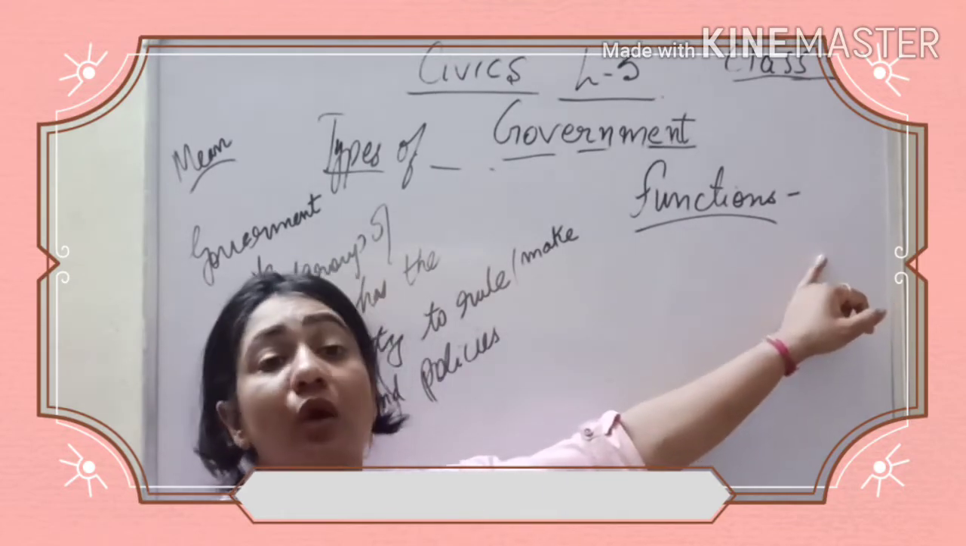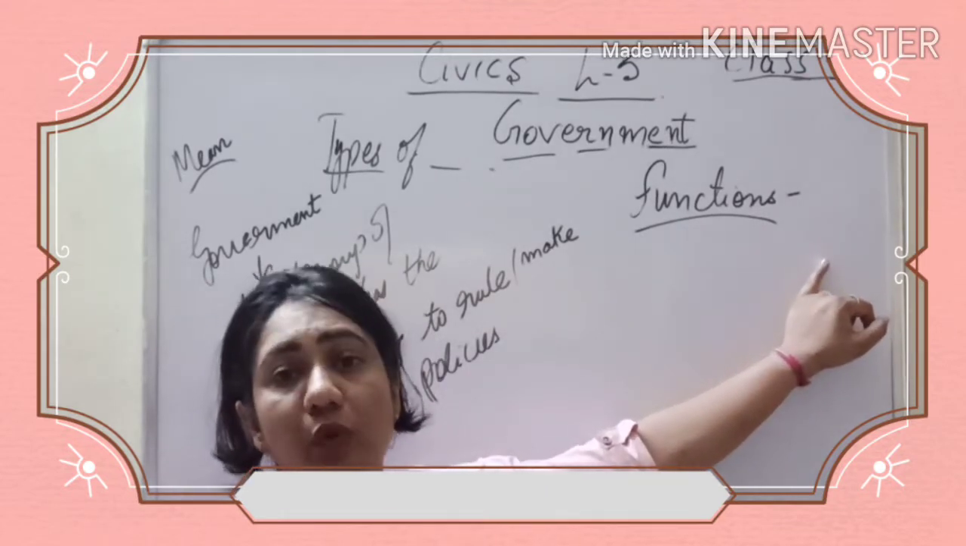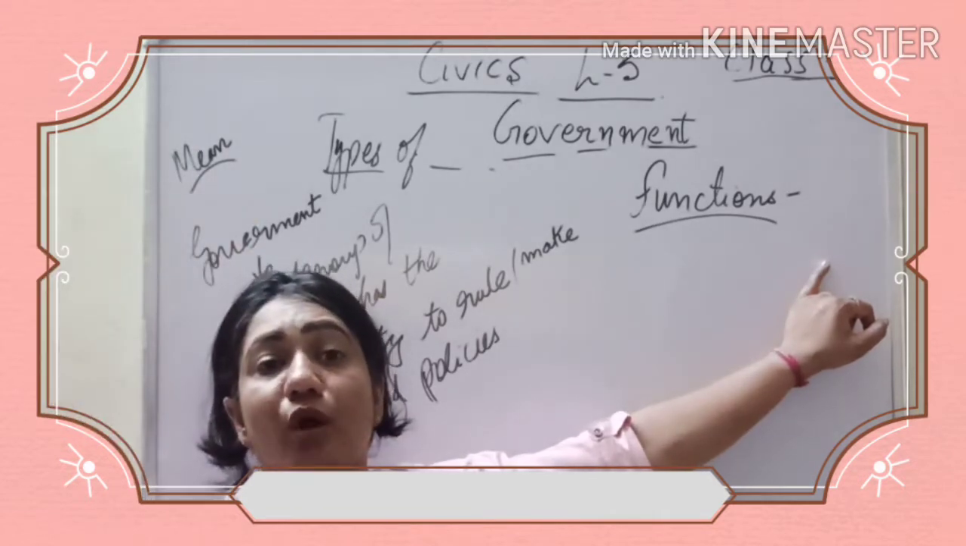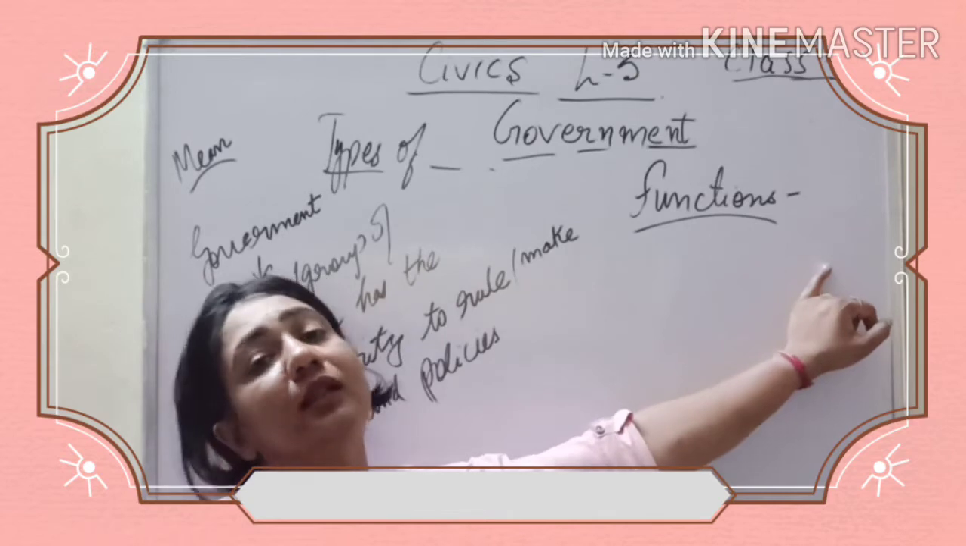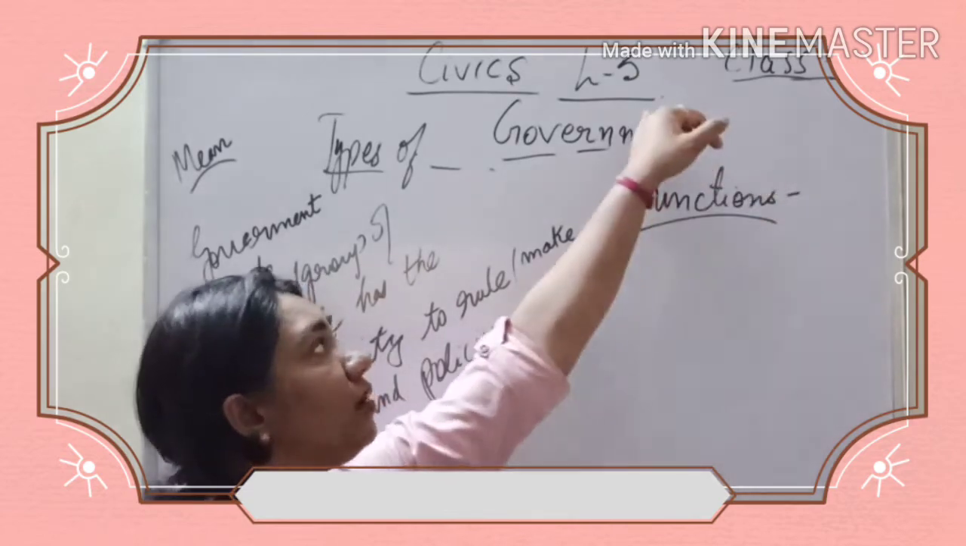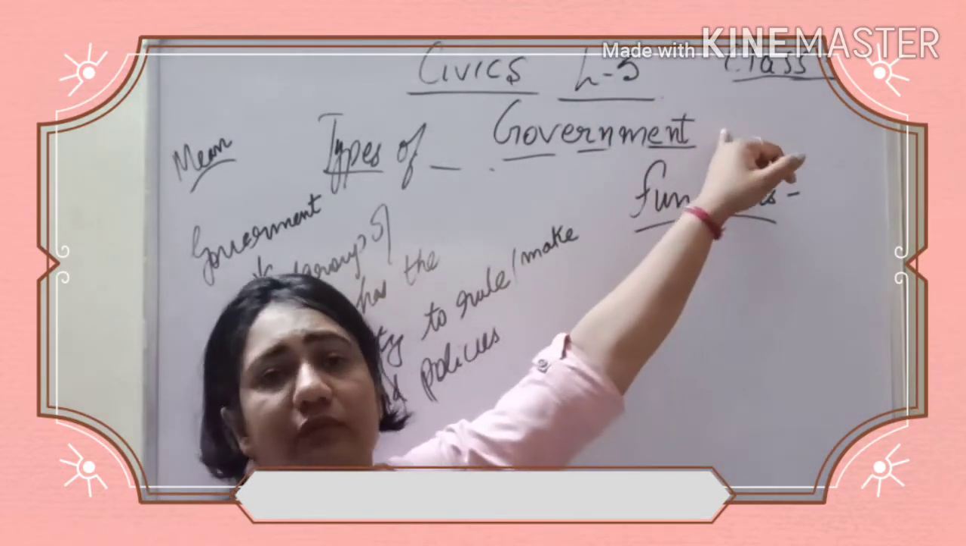I asked you, who will make laws related to war? Who does the work of constructing bridges, roads, railway lines? All these things are managed by the government. These are the functions of the government.